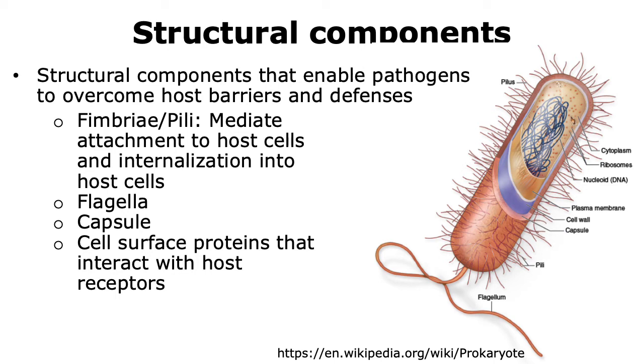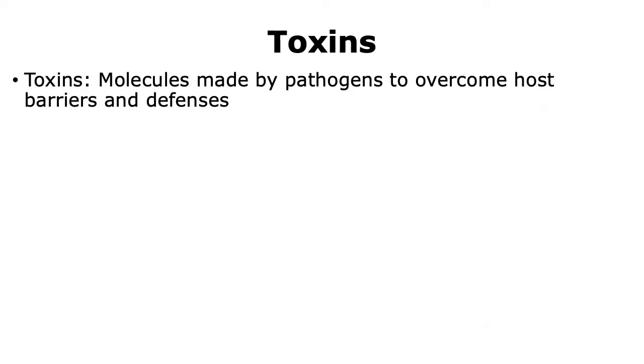Additionally, a pathogen can have cell surface proteins that interact with the host receptors and help in the infection process. Now, the way we looked at certain structural components in bacteria, other pathogens can have similar structural components that help it infect the host. We're now going to look at some molecules that are made by pathogens to overcome host barriers and defenses. So toxins are a class of molecules that help a pathogen to infect the host.